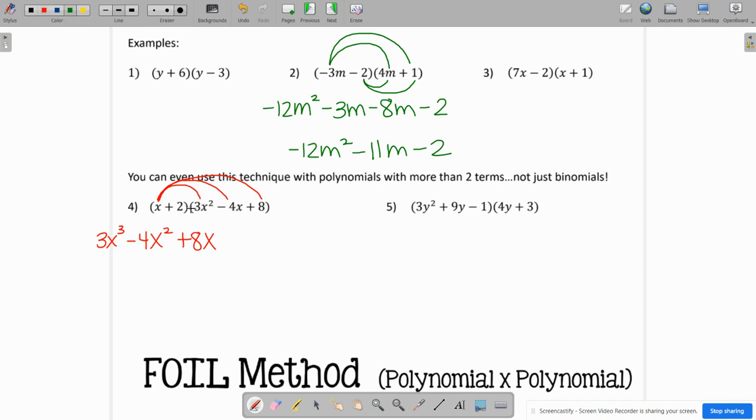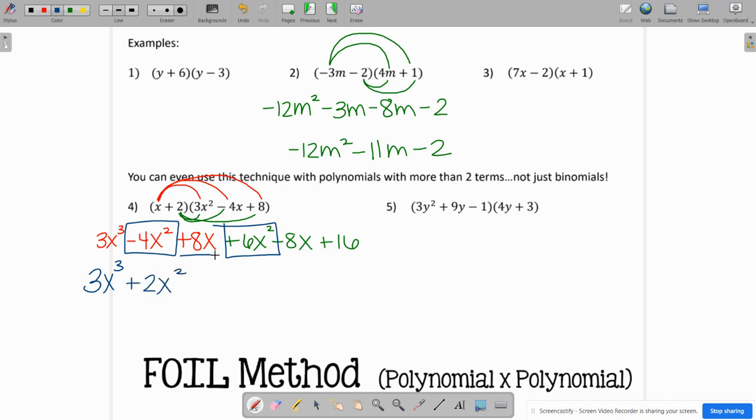And then I'm going to take the 2 and do the same. So 2 gets multiplied by 3x squared to get 6x squared. 2 gets multiplied by negative 4x to be negative 8x. And then 2 times positive 8 is positive 16. Now we can combine like terms. So we'll have 3x cubed. I have a negative 4x squared and a positive 6x squared, which is positive 2x squared. Positive 8x and negative 8x will simplify to 0, and then we'll still have the plus 16. So that would be our final answer.